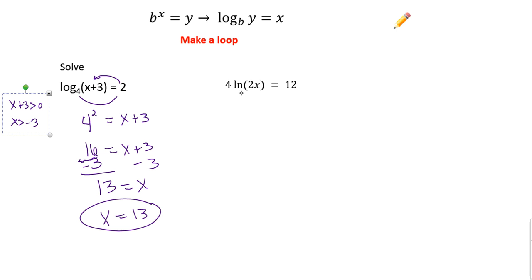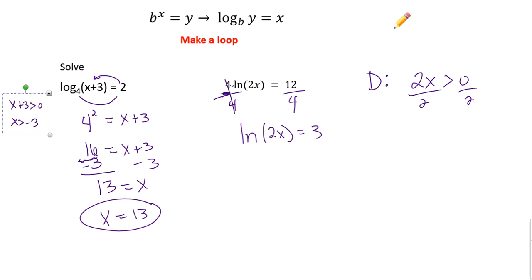Okay, ln is not alone. Notice this guy right here. It's 4 times ln of 2x, so we would divide by 4 to get rid of him. Ln of 2x then equals 3 now. Okay, out here to the side, I'm going to find the domain. 2x has to be greater than 0. Get rid of that 2, which means x just has to be greater than 0.